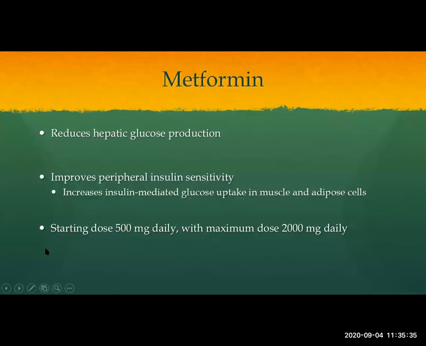So metformin is a medication that reduces hepatic glucose production and improves insulin sensitivity. So it makes your body more sensitive to the insulin that you're producing. And it increases the insulin-mediated glucose uptake in muscle and adipose cells. So the idea is that if you take the metformin, it decreases the insulin resistance to the point where hopefully your pancreas doesn't have to work as hard to make all that insulin. It can produce less insulin and have the same effect on the blood sugars. So hopefully your pancreas doesn't tire out to the point where you become hyperglycemic.